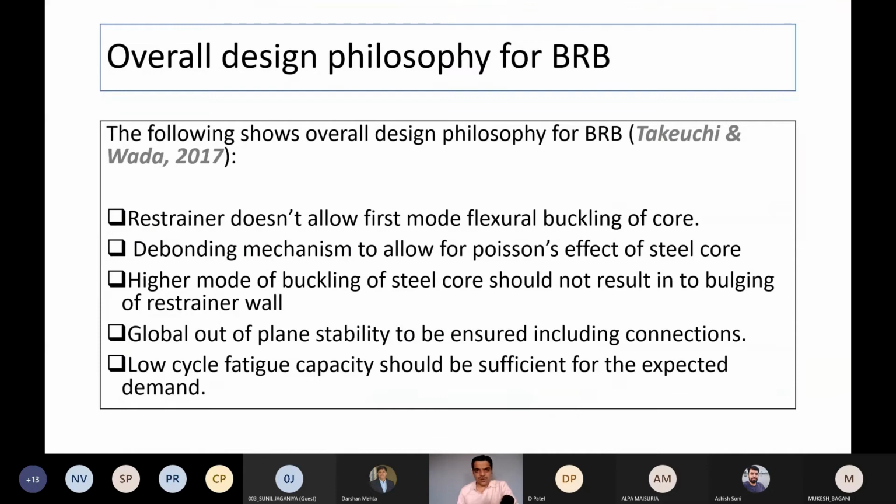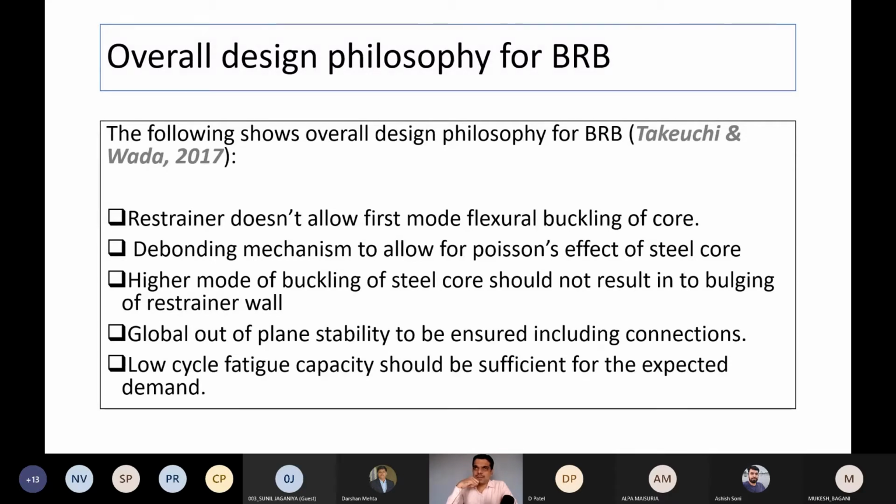So what is the overall design philosophy for the BRB? The following shows the step by step, or the salient points, which we must consider when designing the BRB. First of all, the restrainer doesn't allow first mode flexural buckling of the core. Now, what does it mean? Let's read it out again: the restrainer doesn't allow first mode flexural buckling of the core.